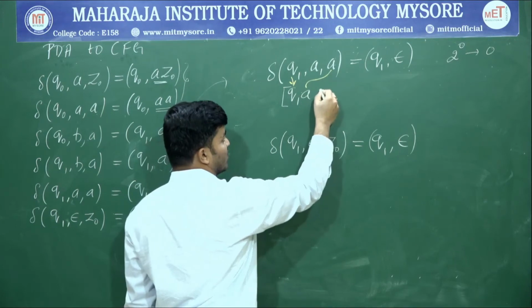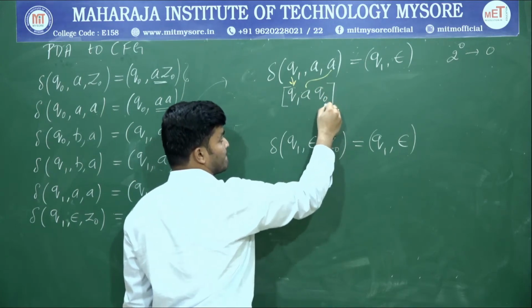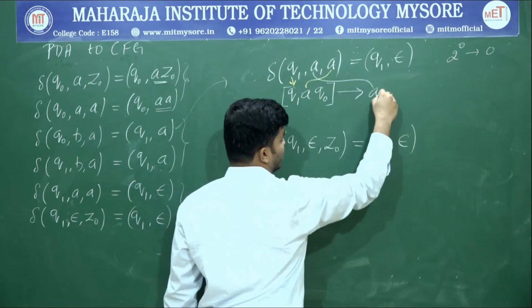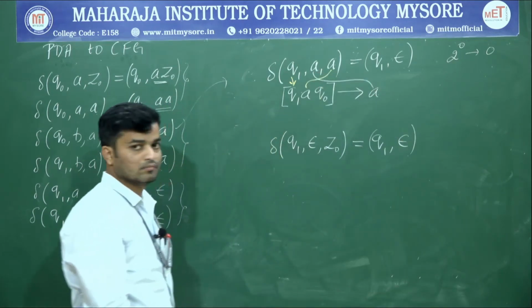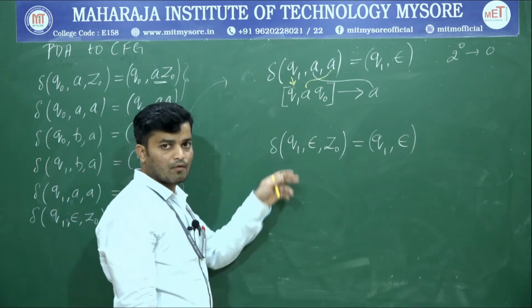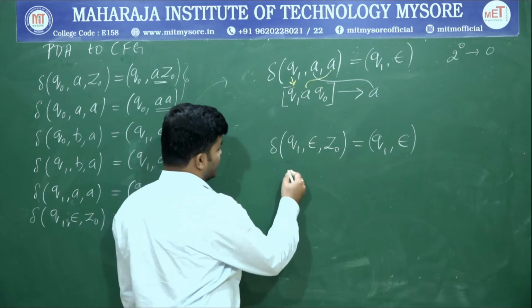So if there is a Q1, next you have to write Q naught. Write an arrow, and whatever is present over here, you write that one over here. That's it. Same rule I have to apply for this one. One more production: first I have to write Q1.